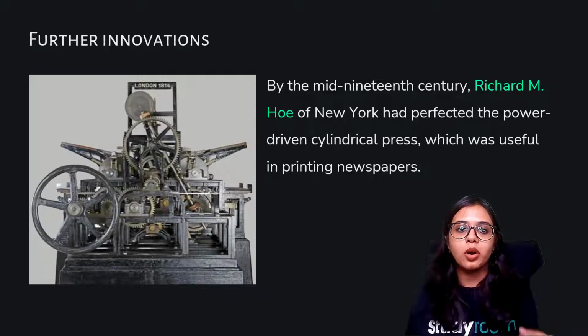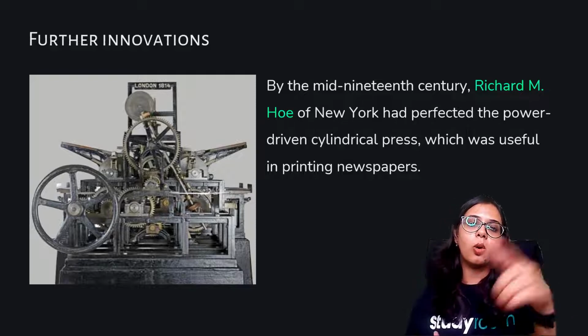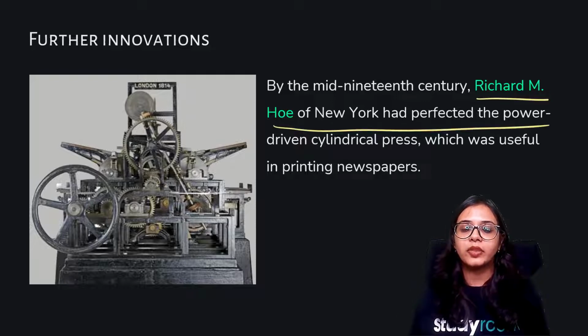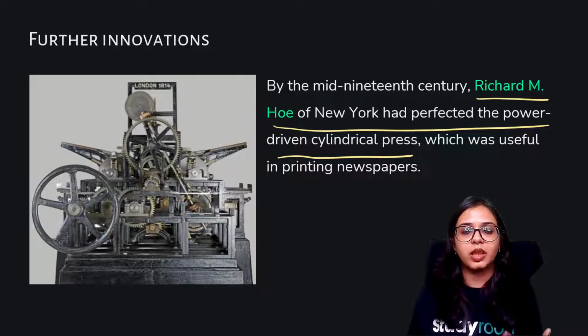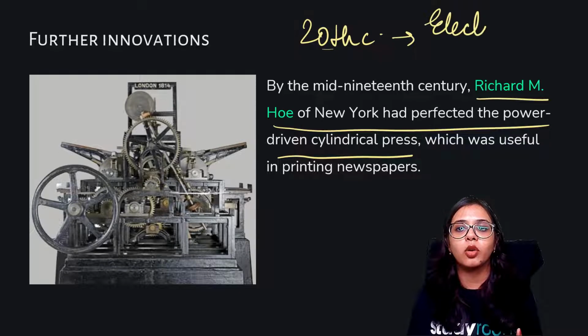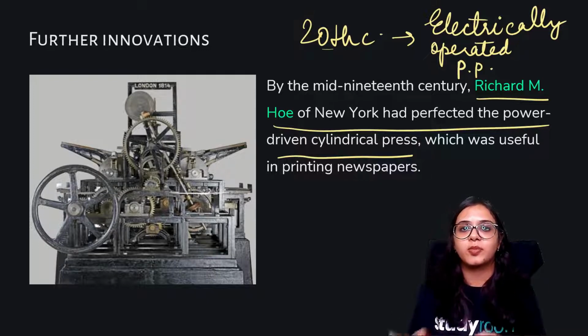Some metal pieces were added at first, then, like you can see here in this picture, the whole press was replaced by metallic parts. Richard M. Hoe of New York perfected the power-driven cylindrical press, which was useful in printing presses. Throughout the 19th century, all these experiments related to the printing press were happening. And by the time we come to the 20th century, we had the electrically operated printing press. I'm abbreviating it here as PP.